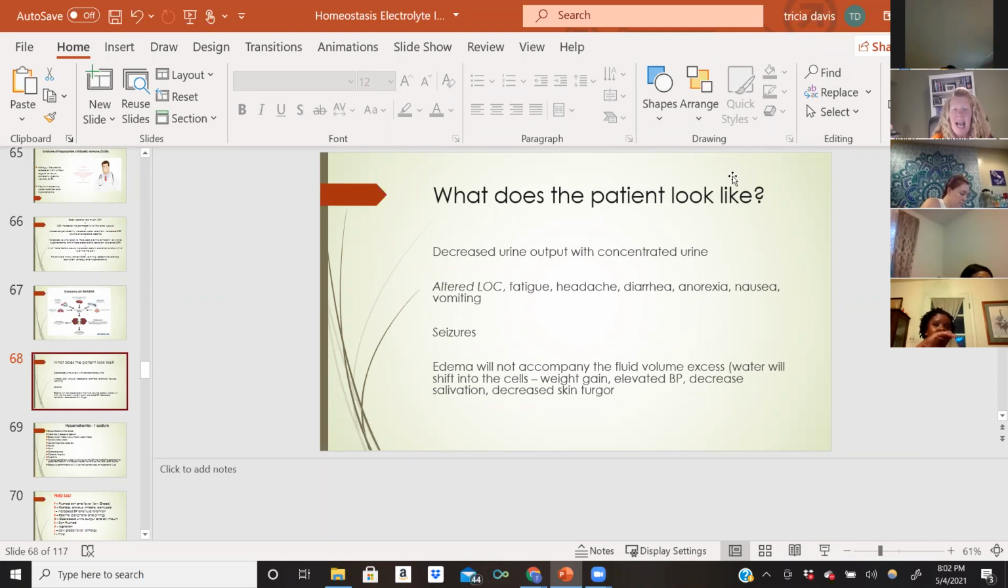Edema with SIADH, you might not see the edema with the fluid excess because the water is going to shift into the cells, okay? So you might not see the edema, but you will see the weight gain. You're going to see that elevated blood pressure, that circulating volume. They're going to have decreased salivation, and then they're going to have decreased skin turgor, okay?